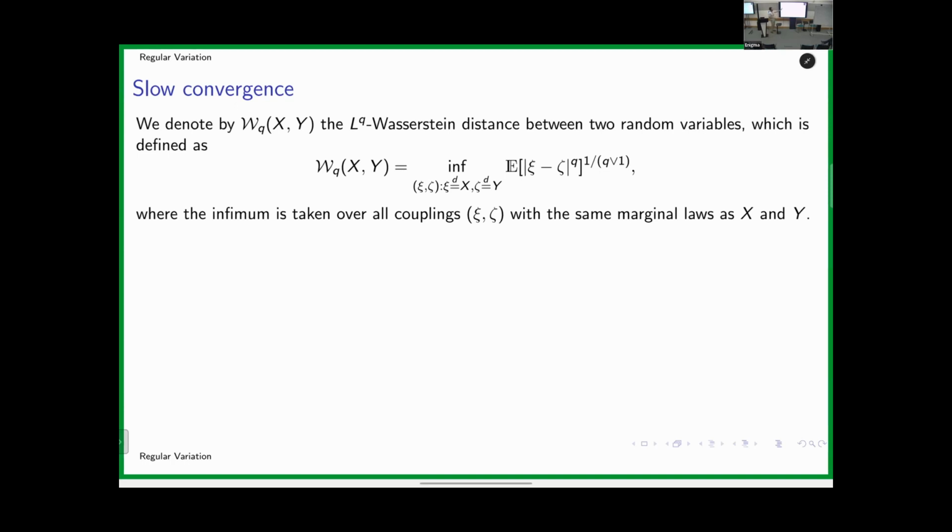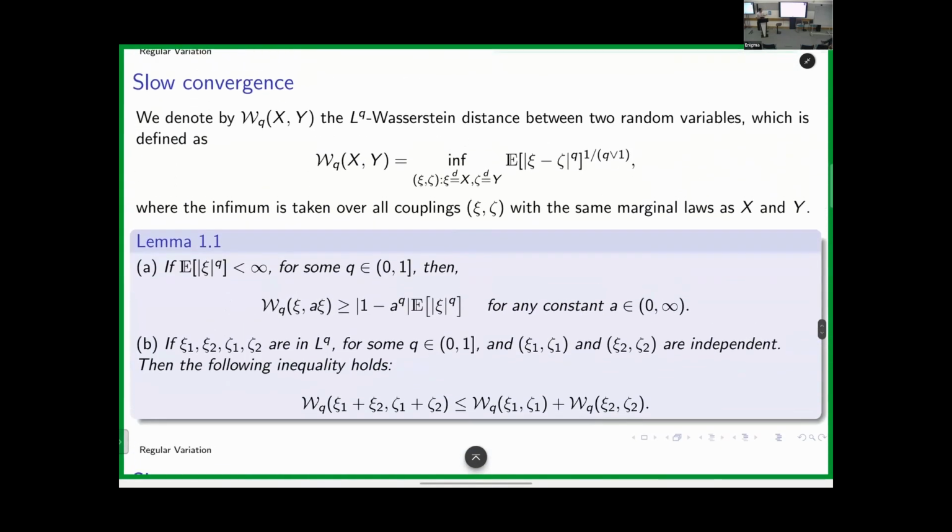I like this one because it concerns variables on some space that are very close to each other on average. There's a way of measuring things. And as I said, you can use the crocodile distance, which metrises weak convergence. As I was saying, this infimum is taken over all couplings psi and zeta that have the same marginal laws X and Y. So psi has the distribution of X and zeta has the distribution of Y.